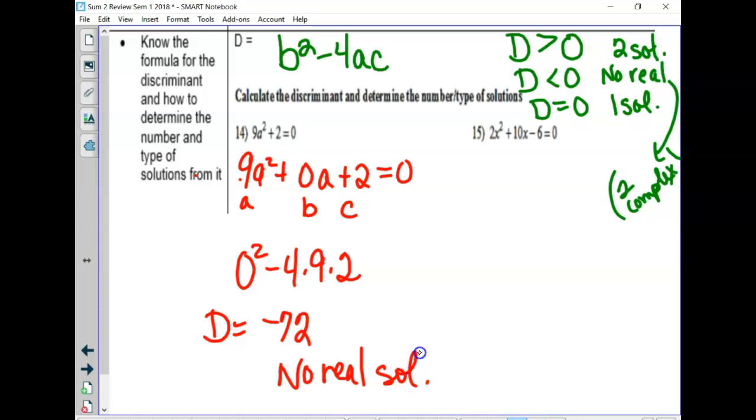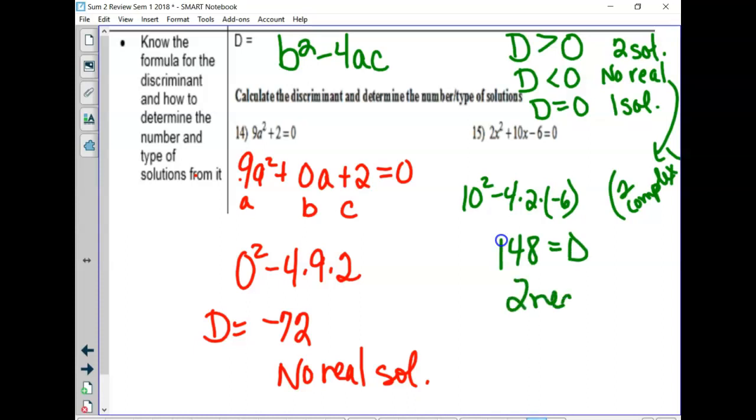Do I need to do the other one, or you got that? This one would be b squared minus 4ac. That's going to be positive, all right? 148, maybe? So there's 2 real solutions.